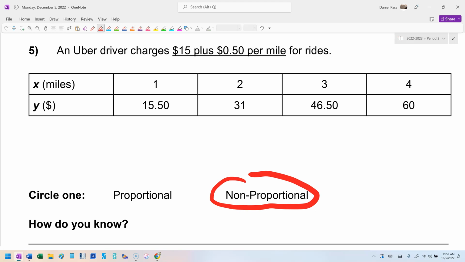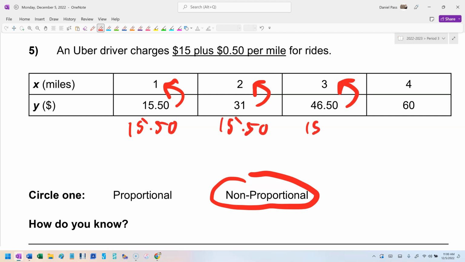Because each one is 15.50, 15.50, 15.50, and then the last one's 15. It's exactly 15. Okay, good. So she said that so quickly, so I'm going to say it a little slower. So 15.50 divided by 1 is 15.50. 31 divided by 2 is 15.50. This is also 15.50. So all three of these are 15.50.